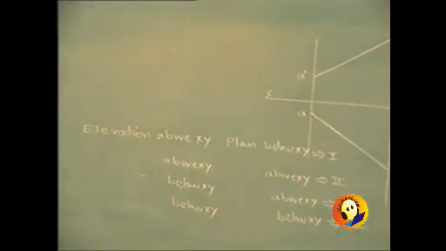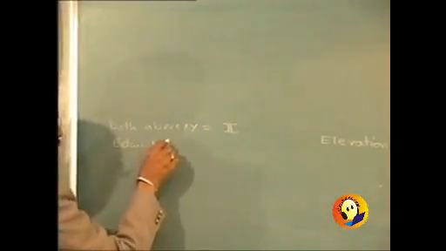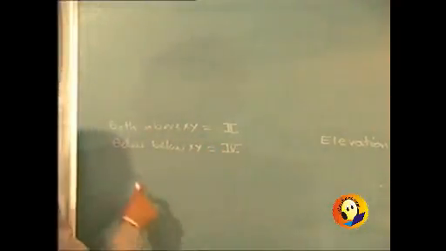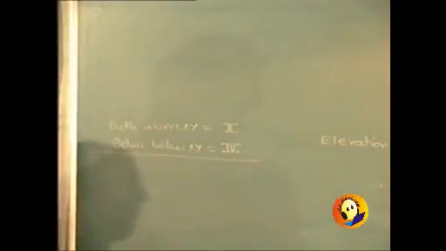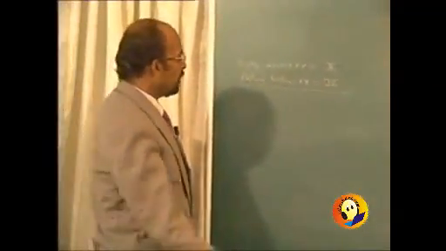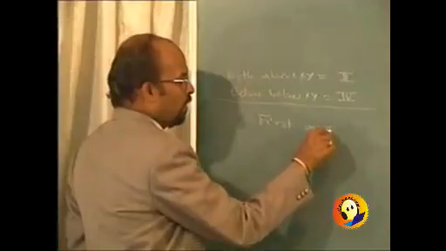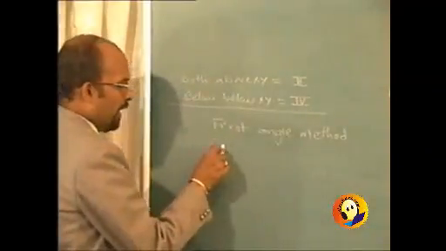Ultimately we say that both above XY, it is second quadrant, both below XY line, it is fourth quadrant. And then when the plan and elevation are on the opposite sides, it could be quadrant 1 or quadrant 3. This itself actually is forming the base for something called as first angle method of projection and third angle method of projection.